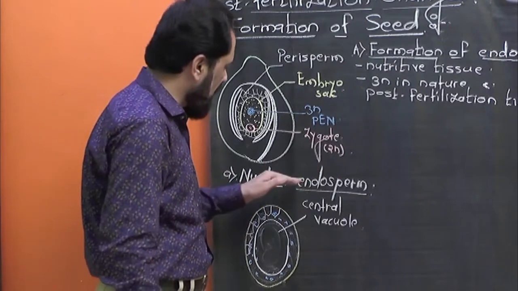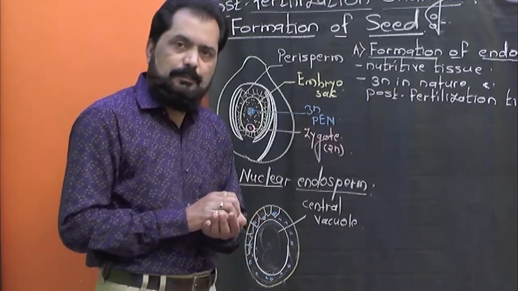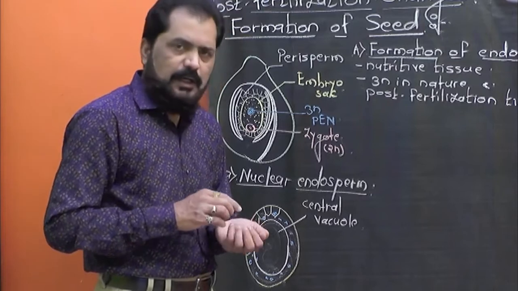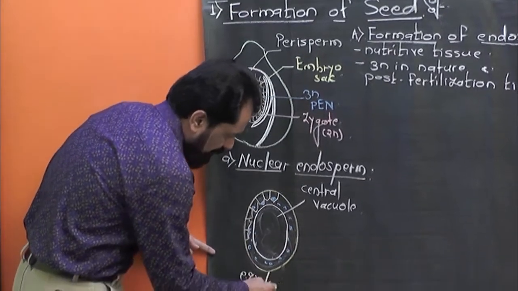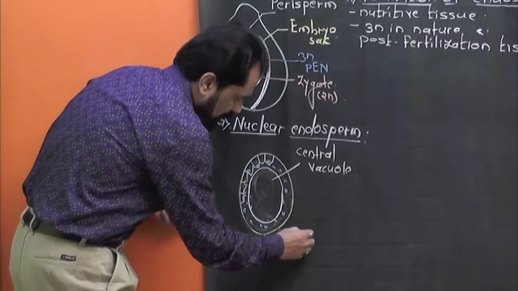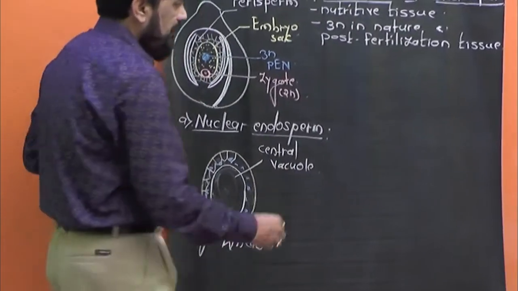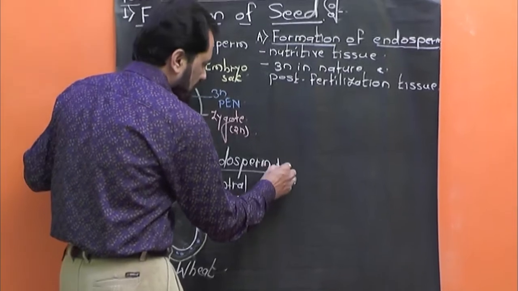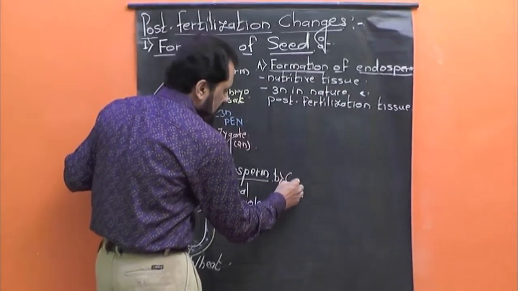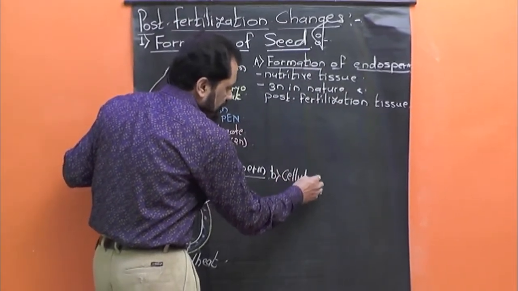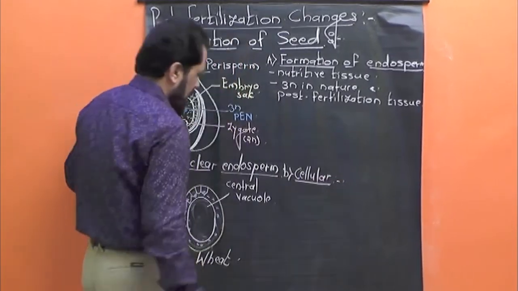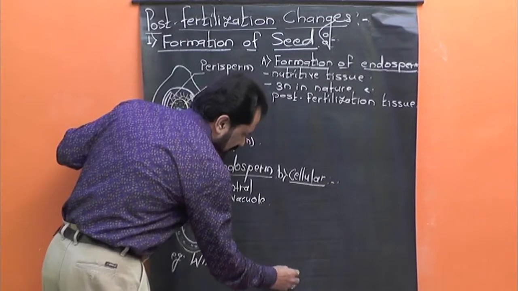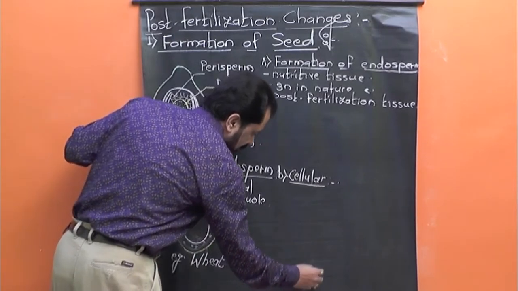Anyway, so here I told you about the development of nuclear endosperm. A typical example is of wheat. Now come to the second type. Second type of endosperm is known as cellular endosperm. Very simple. Cellular endosperm is seen in Datura, balsam, etc.